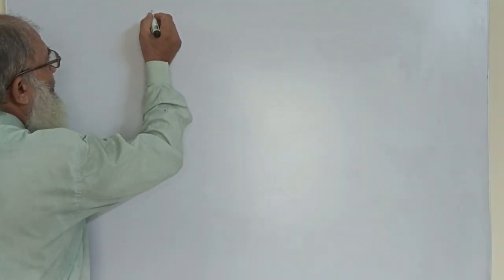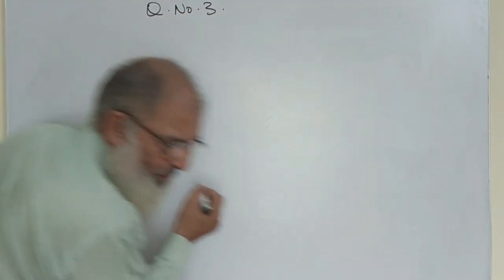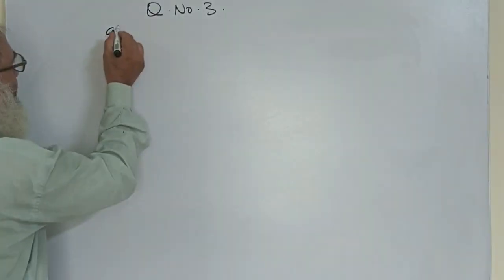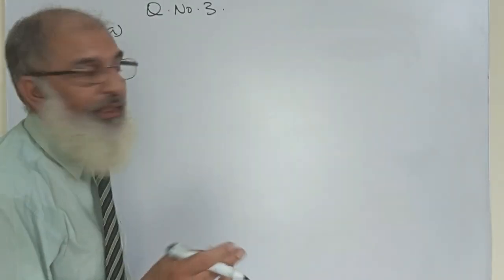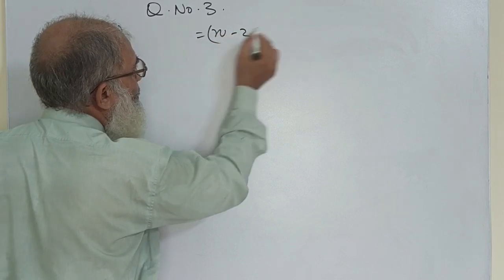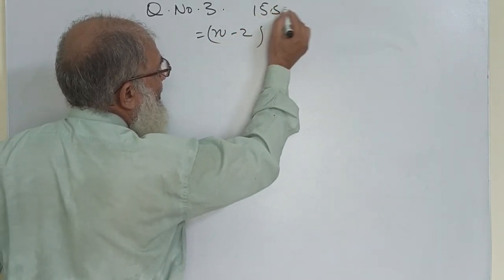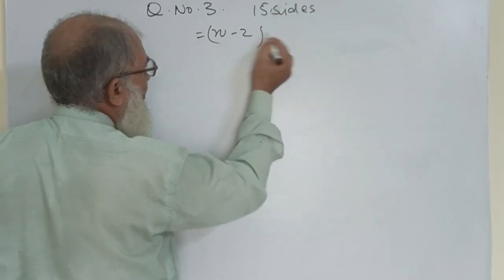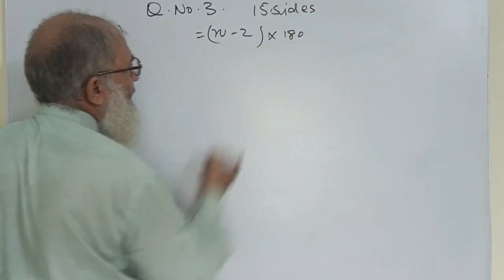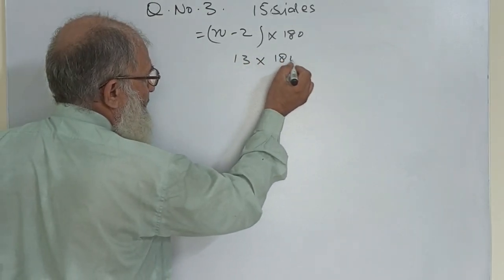Now, question number 3. And the first part is A, and we have to find the sum of interior angle. It is very easy to find the sum of interior angle, that is n minus 2, and we have the 15 sides now. n minus 2 multiplied by 180. So it becomes 13 multiplied by 180.